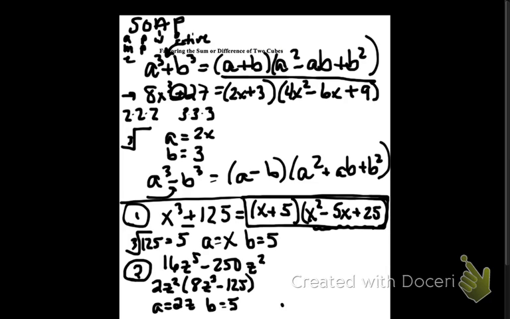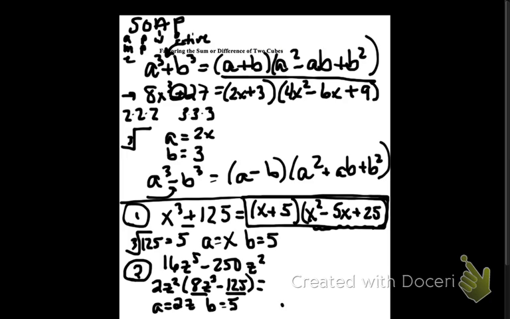Don't worry about the minus sign in there. Some people try and attach a negative 5 to b. We're ignoring all signs because I know SOAP will take care of it. So I'm strictly looking at 8z cubed and 125. I don't care about that minus sign for right now. So I have a is 2z, I have b is 5.